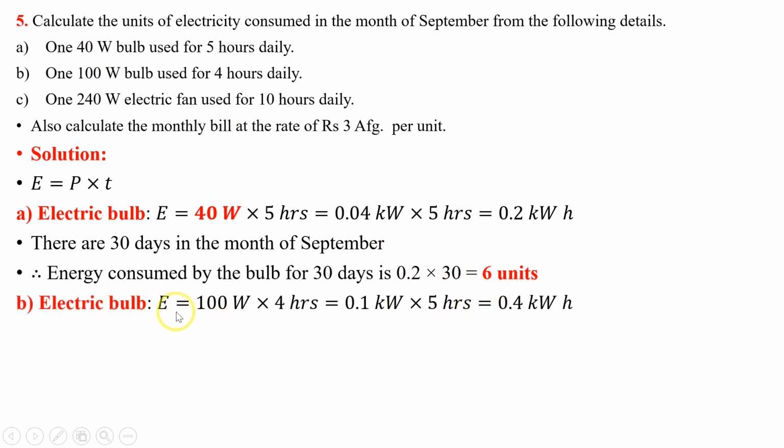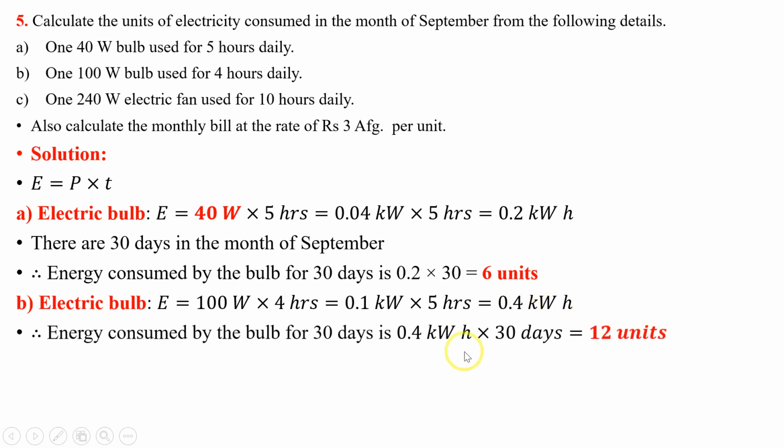There is another electrical bulb of 100 watt, used for 4 hours daily. We simply divide the 100 watt by 1000 in order to convert this into kilowatt. That comes out to be 0.1 kilowatt. Multiply with 4 hours, and it comes out to be 0.4 kilowatt hour. In a month we have 30 days, so 0.4 multiplied by 30 days comes out to be 12 units.